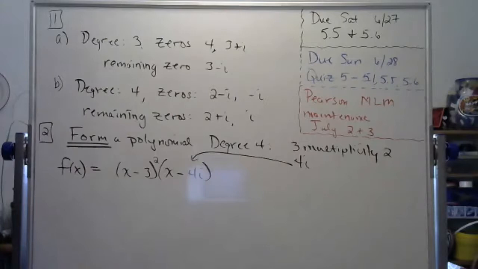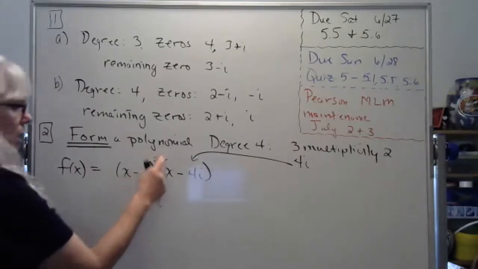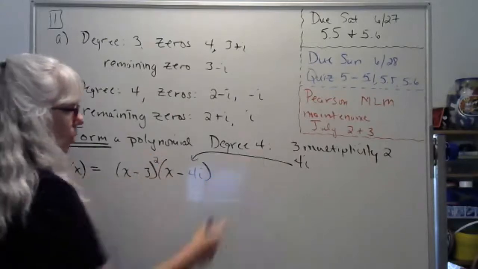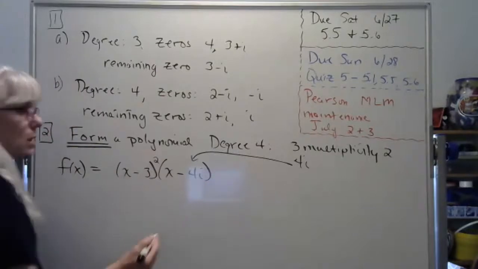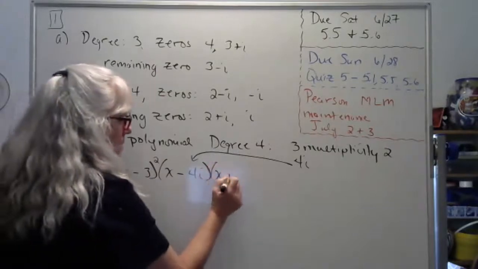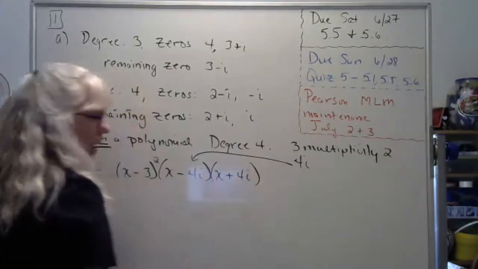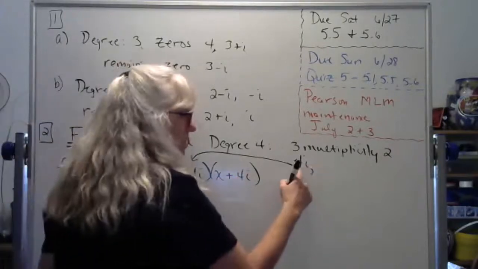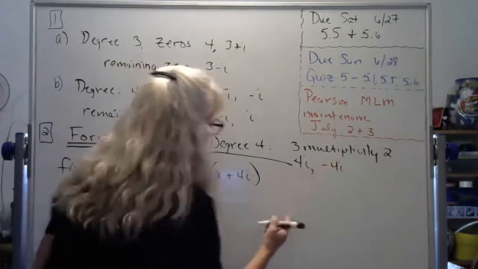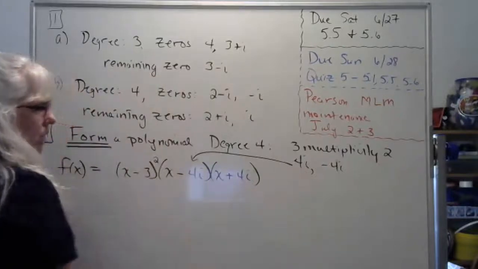But right now we've only got a degree of 3. We've got an x squared times another x. And we need a degree of 4. So we have to account for the conjugate. So we're going to come in and write an x plus a 4i. So again, the conjugate pair to the 4i would be a negative 4i. And when I bring it back in as a factor and write it with an x, I switch its sign.